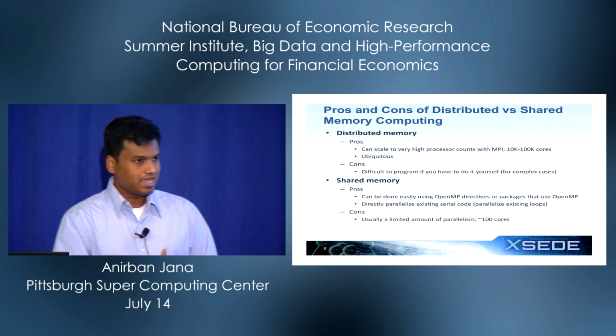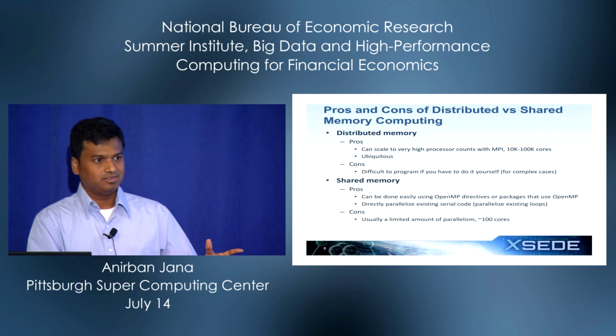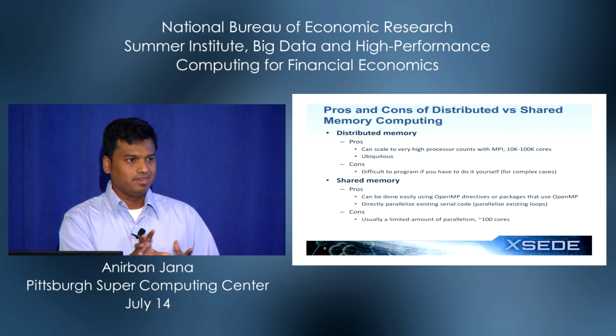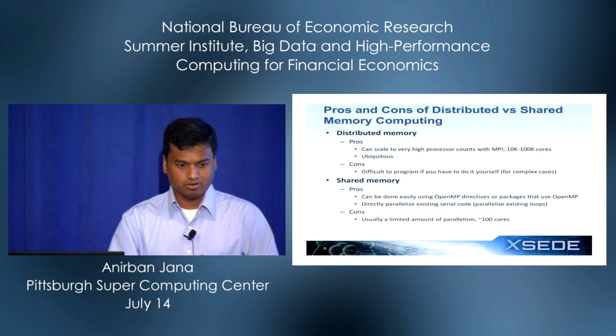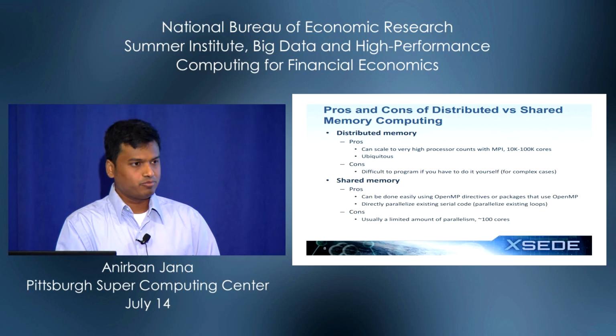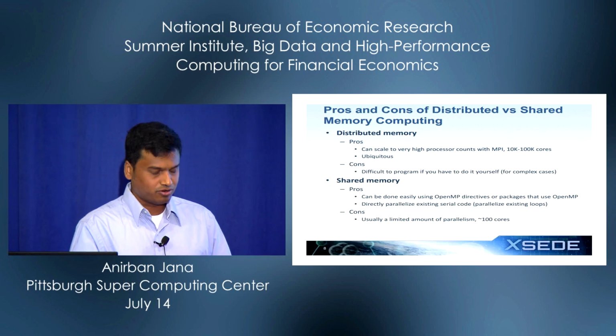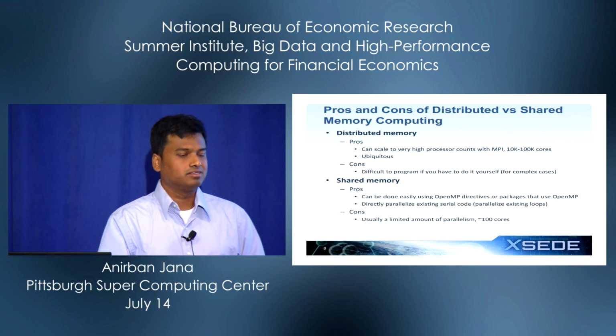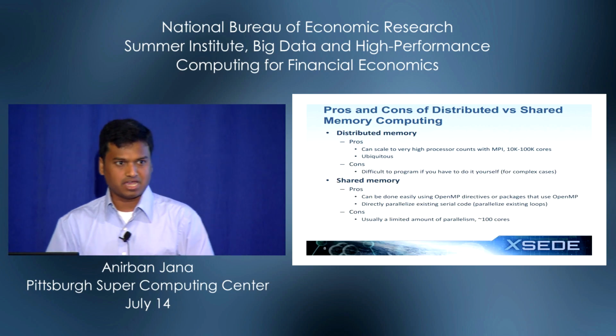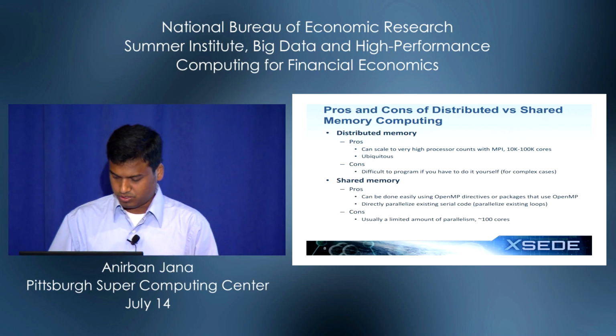And that's where hybrid comes in, where you can initially begin converting to a shared memory code, and then as you want to scale beyond one node, which is usually less than 100 cores, at that point you can invest more time into distributed memory programming.